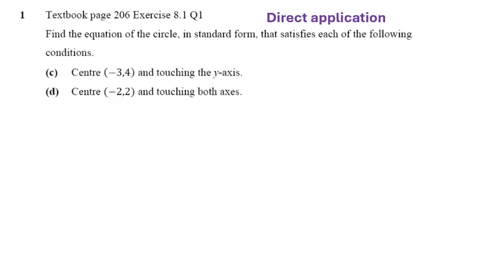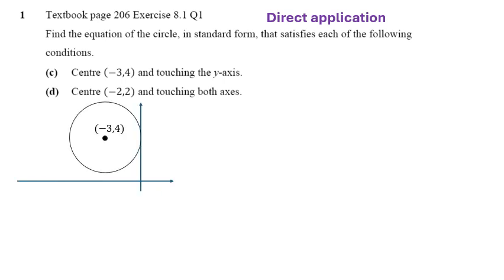Right, let's try another 2 more questions. In question 1c, similarly, we are given the center, which is -3, 4. However, we are not given the radius of the circle, but we are told that the circle actually touches the y-axis. So what do we understand by circle touching the y-axis? So this is how the diagram will look like. Right, so from the diagram, it's quite clear that the radius of the circle is actually the positive value of your x-coordinate. And in this case here, it's 3 units.